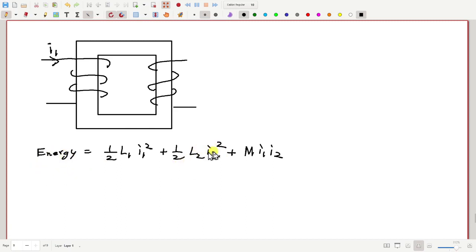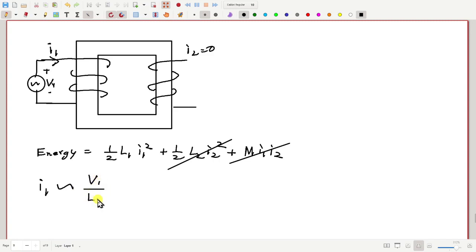But for simplicity, let us assume that I2 equals 0. Then these two terms are not there, and this is the expression of energy at any time. And how much is I1 if we have a sinusoidal voltage V1 here? Then I1 is of the order of V1 by L1. Basically in phasor form, I1 bar is V1 bar by j omega L1.